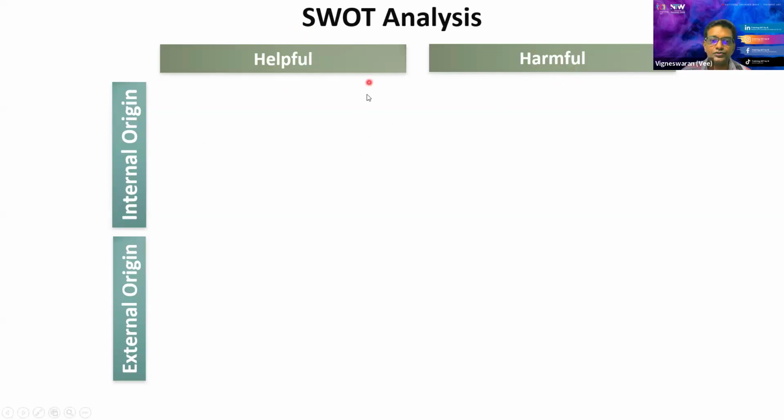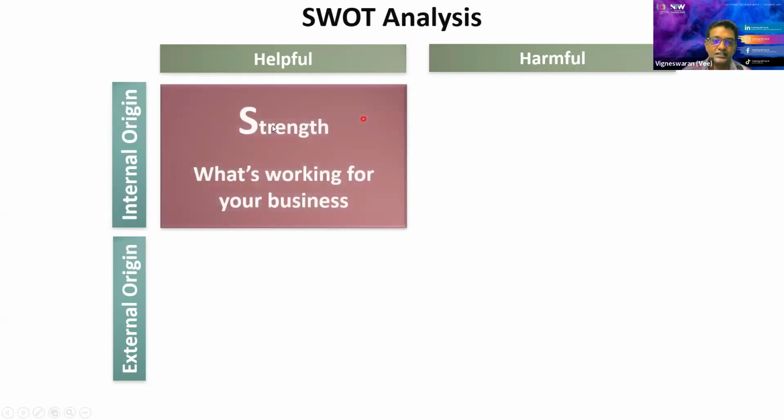Now let's look at the first quadrant. The first quadrant is the strength. You can see that I've made the S bigger. Strength is basically what is working for your business. Now there are 2 rules here. The first rule is it must be internal origin and it must be helpful.